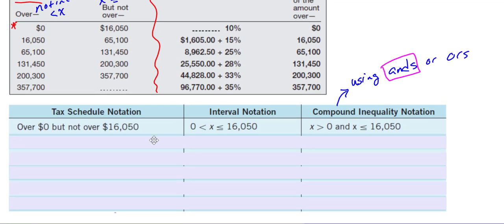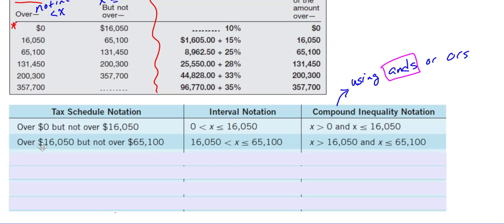And looking at the others, you'll see that tax schedule notation is over 16,050 but not over 65,100. Interval notation, 16,050 is less than x, which is less than or equal to 65,100. Note that on here the inequalities face the same direction.